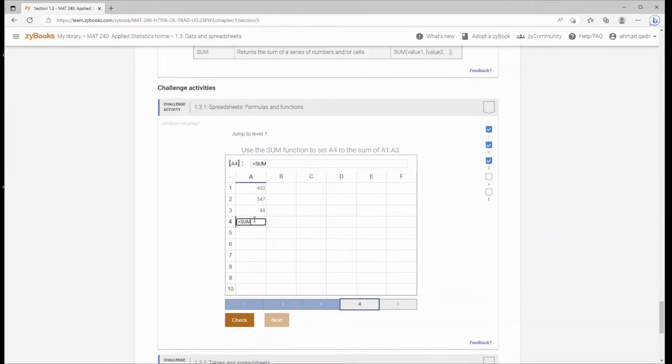I will type sum, parentheses, and then I can type A1 colon A3, which basically means that I'm taking all rows in column A from 1 to 3. Okay, so that's row 1, 2, and 3. If I hit enter, I get 1044, hit check, and that is the correct response.